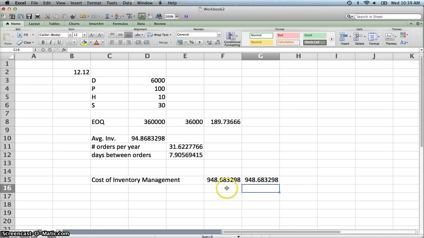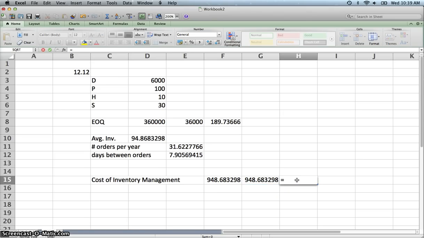Going back to this idea of economic order quantity, if I were to try and reduce my ordering costs so that I would make fewer orders, this would go down, but this would go up, and together they would be more expensive. Or if I were to do the opposite and reduce my holding cost by not holding as much inventory and making really small orders, my ordering costs go up, this would go down, but together they would be more expensive. This is the economic order quantity where both of these are minimized. And so the cost is these both together, this plus this, and that gives us $1,897.36 as the cost of managing the inventory.